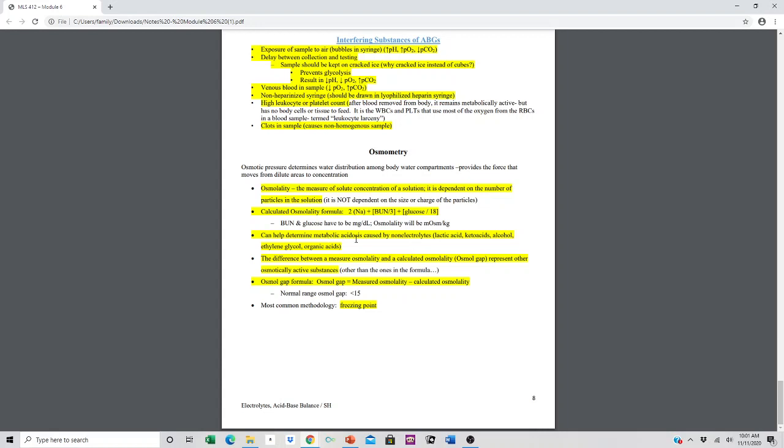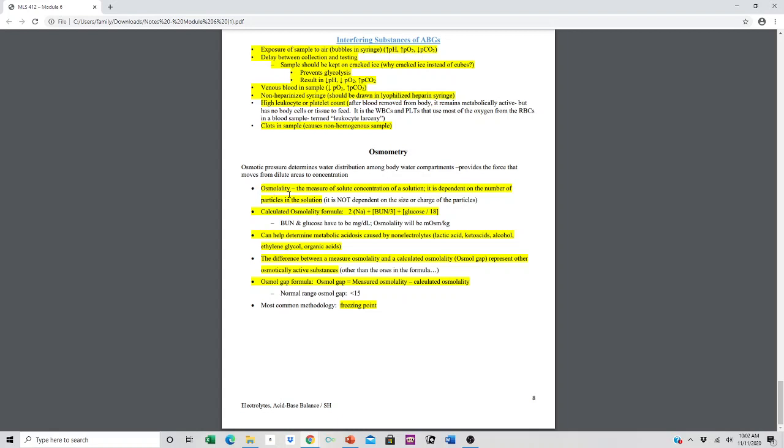of these other substances. The difference between a measured osmolality and a calculated one is called the osmol gap. And it represents other osmotically active substances. What that means, even though I totally mangled that sentence, is that we can measure osmolality in the little instrument.